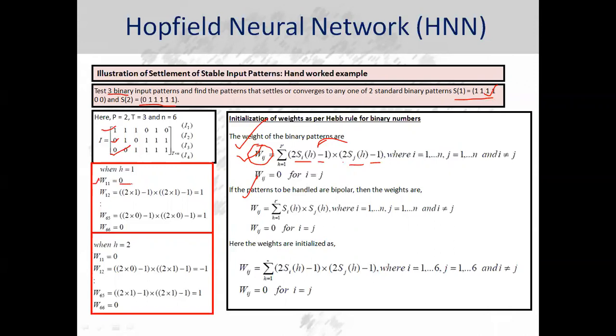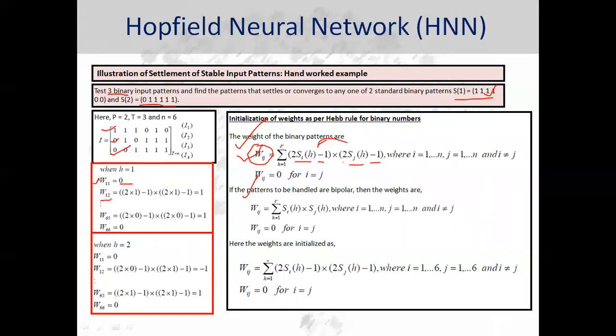Because of the condition that self connection will be 0 for Hopfield neural network. As we studied in the equation, Wij is equal to 0 whenever i is equal to j. So it falls under that case. That's why W11 becomes 0. Now come to W12.